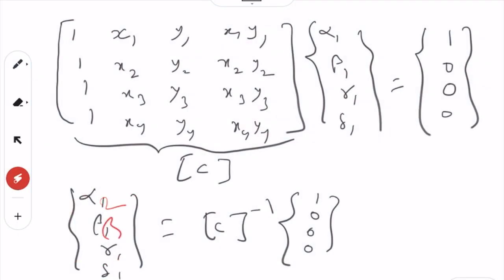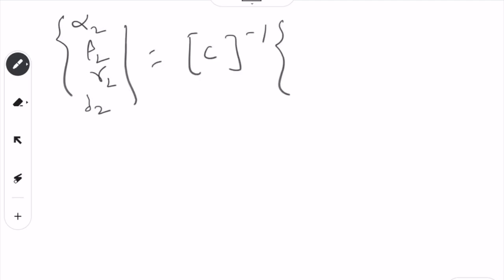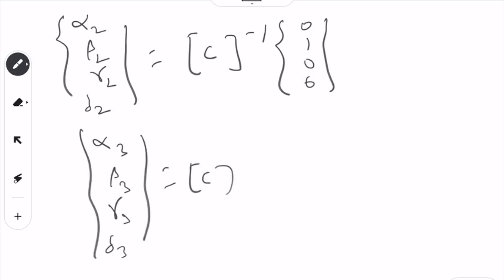So, we now have alpha 2, beta 2, gamma 2, delta 2 corresponding to n2, the shape function number 2. You can do similar analysis and find that alpha 2, beta 2, gamma 2, delta 2 will be equal to nothing but C inverse times 0 1 0 0. Earlier it was 1 0, but here it is 0 1. Why? Because n2 is 1 at node number 2 and 0 at others. Hence, the equation will turn out to be like this. Similarly, alpha 3, beta 3, gamma 3, delta 3 will be equal to C inverse times 0 0 1 0.